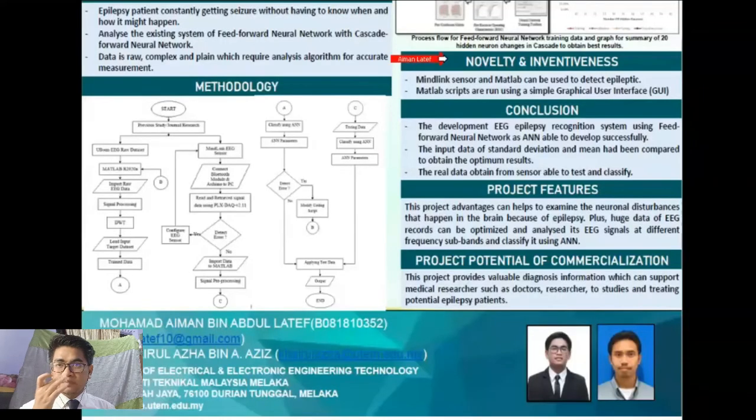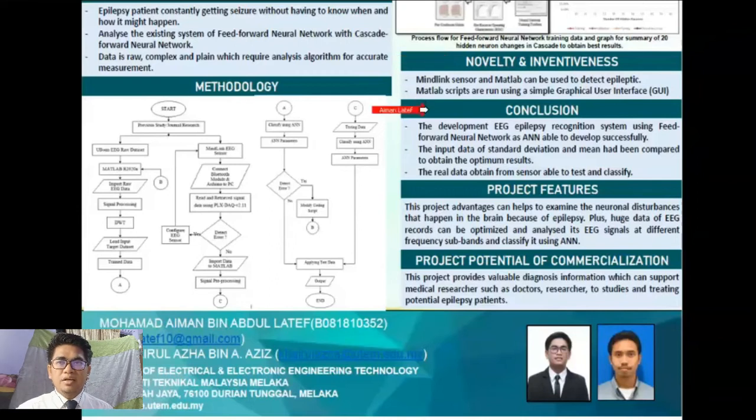Next, novelty and inventiveness. Firstly, the MindLink sensor and MATLAB can be used to detect epilepsy. Secondly, MATLAB scripts are run using a simple graphical user interface, GUI. Just press the button, and the MATLAB file will be executed.